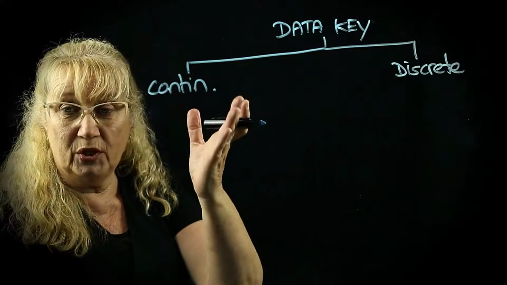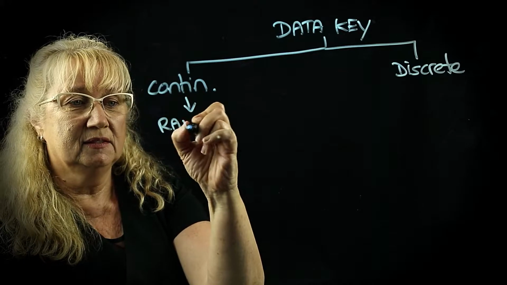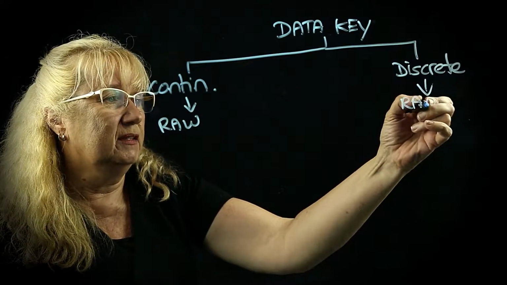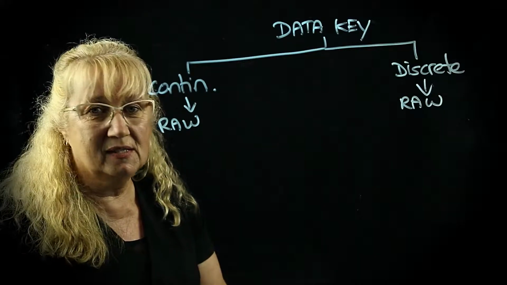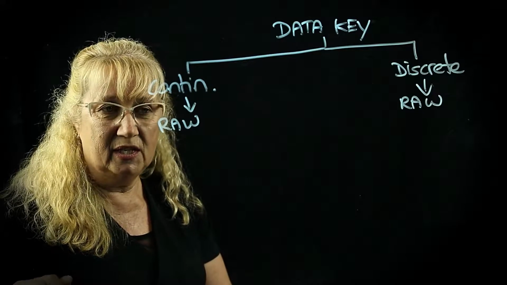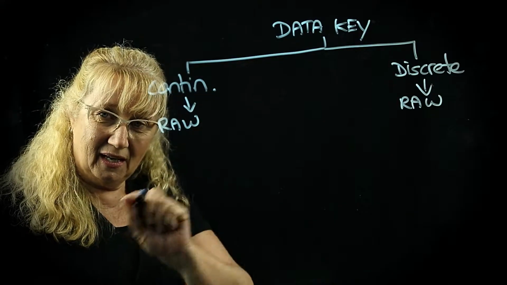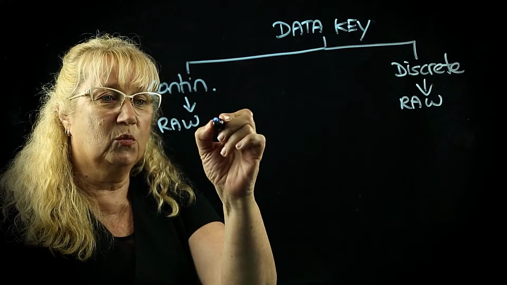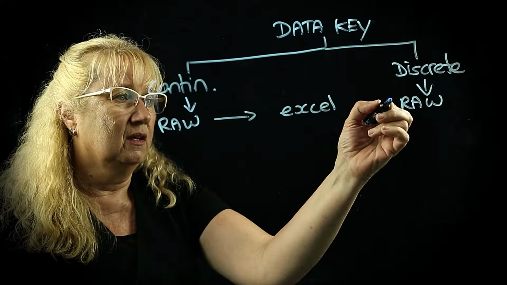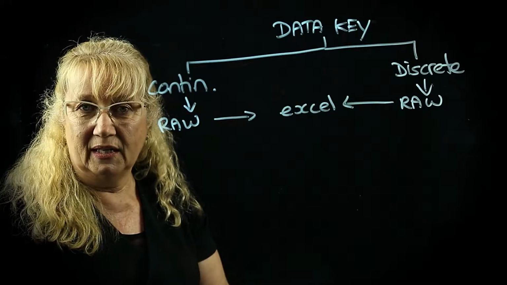Now, it doesn't matter which you're collecting. The first data that you collect is raw data. We call it raw data because it has not been processed in any way. And the very easiest way to handle your data is to design your Excel spreadsheets ahead of time and put your raw data straight into Excel, whichever side of the key you're going down.